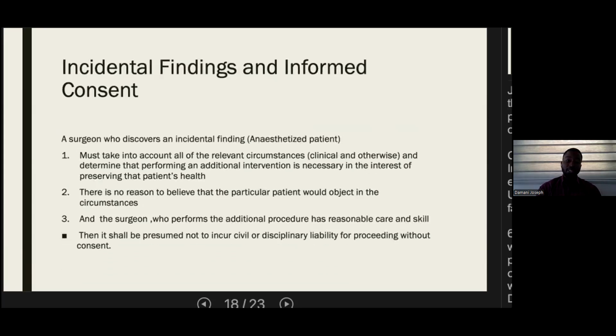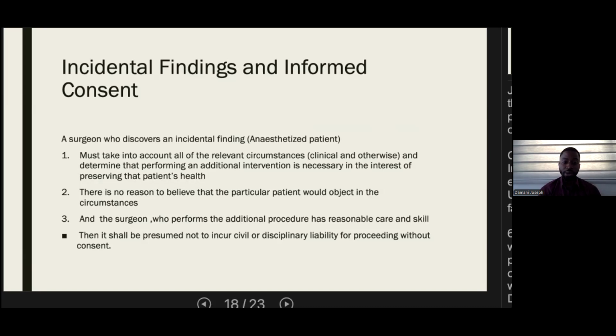There is another exception. Sometimes there are incidental findings that can arise during an operation. So a surgeon who discovers an incidental finding in an anesthetized patient who was already consented for another procedure has to fulfill these three factors, right? So they must take into account all of the relevant circumstances.